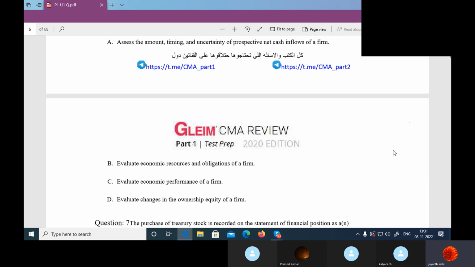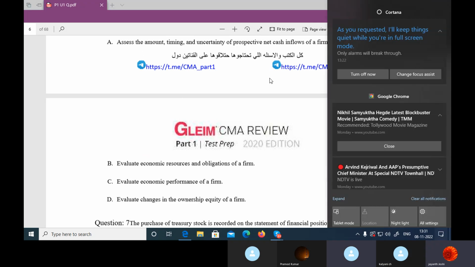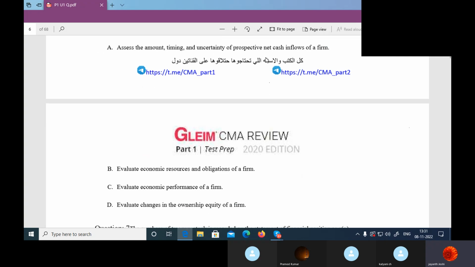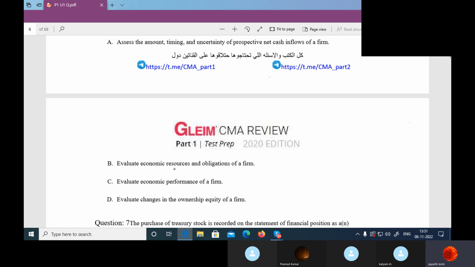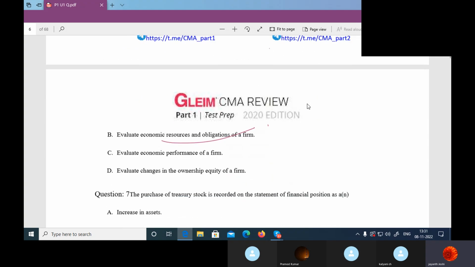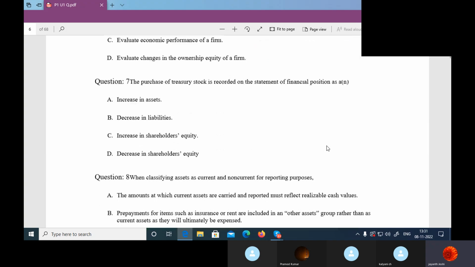Yes, sir. When I speak about the balance sheet, the statement of financial position is intended to help investors and creditors evaluate the economic resources and obligations of the firm. Assets and liabilities, correct? Economic resources are nothing but the assets, and obligations are liabilities. So when you see the balance sheet, it will help investors and creditors to value the assets and liabilities. Am I right? So option B. Okay, go for the next question.